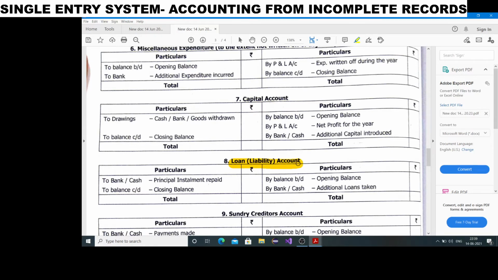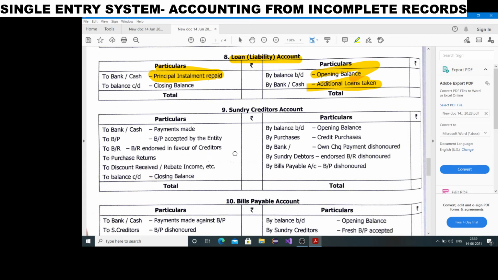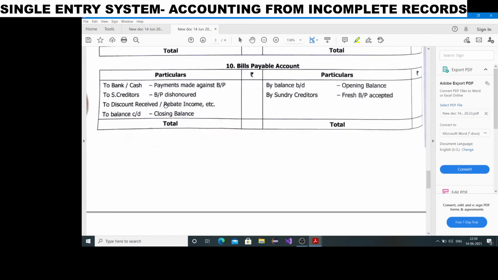Now this is the loan liability account. For example, you have taken a loan from someone, so by balance b/d, the opening balance. And if any installment is paid, that particular amount of loan is reduced. So you're paying that loan, the liability account is debited to cash or bank account because that liability is being reduced. If an additional loan is taken, then again the loan is increased, the liability is increased. So cash or bank account is debited to the liability account or the lender's account, sundry creditors, bills payable.